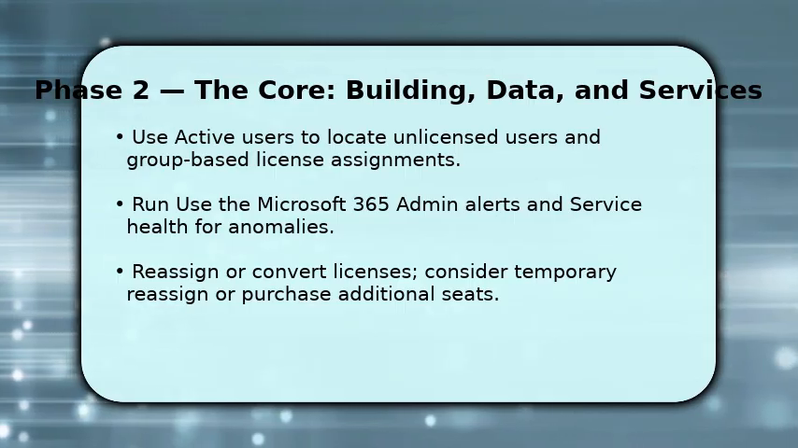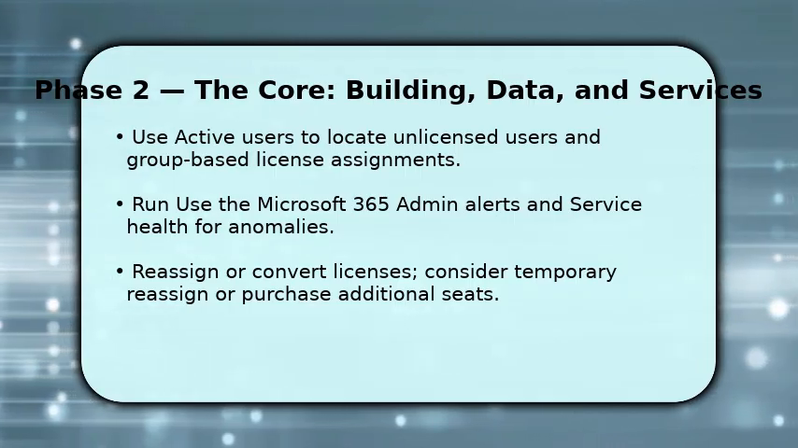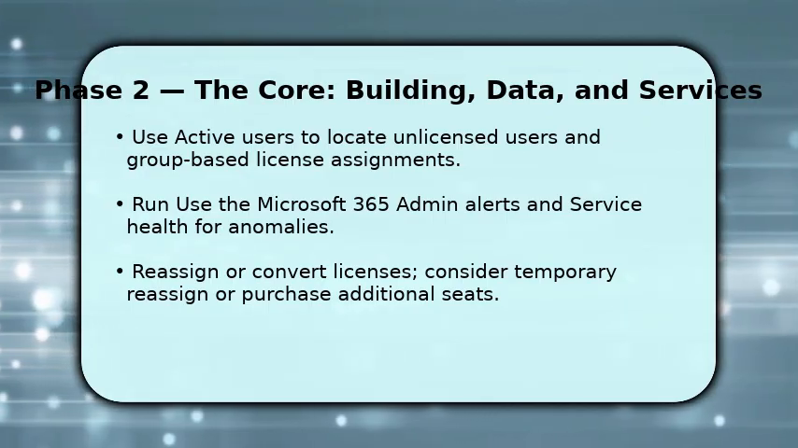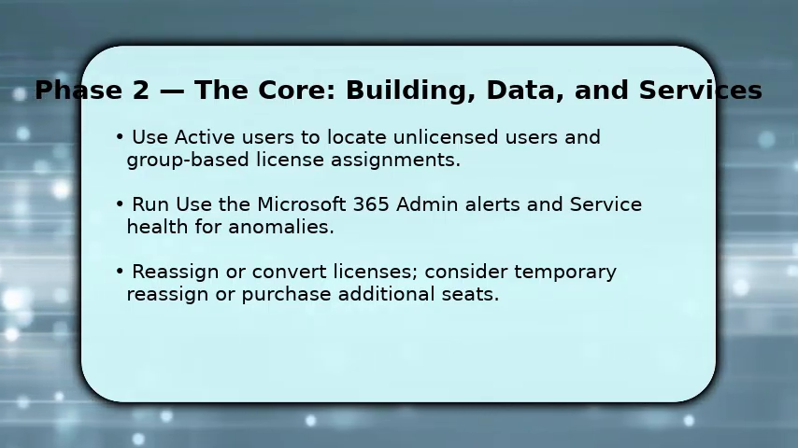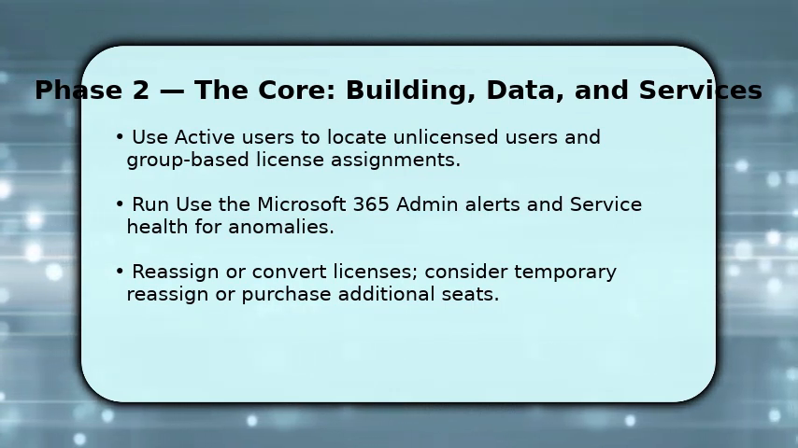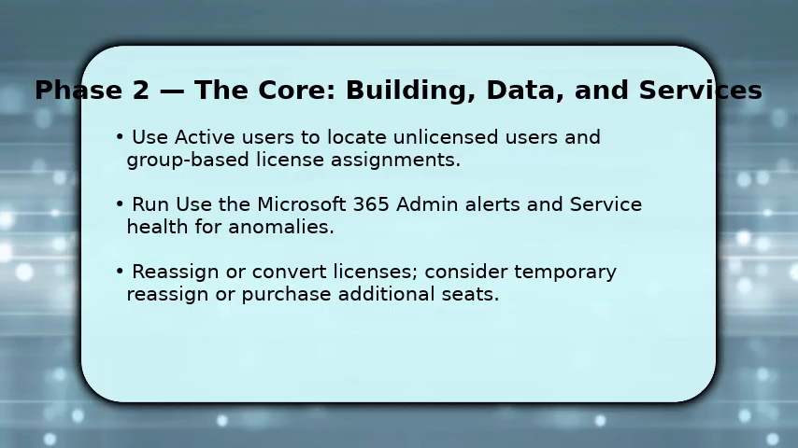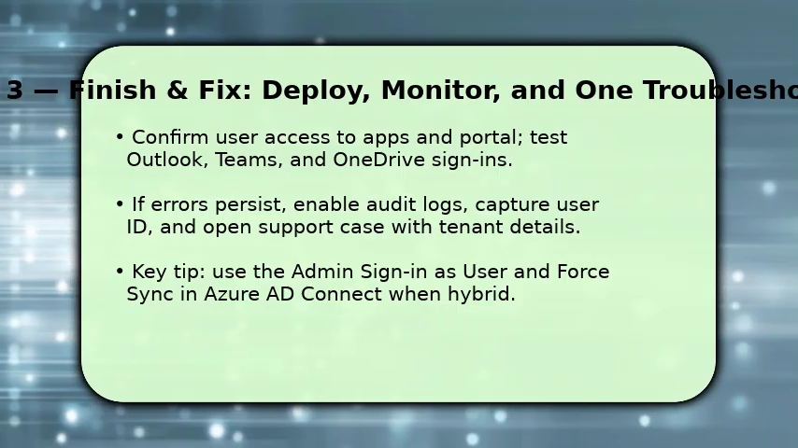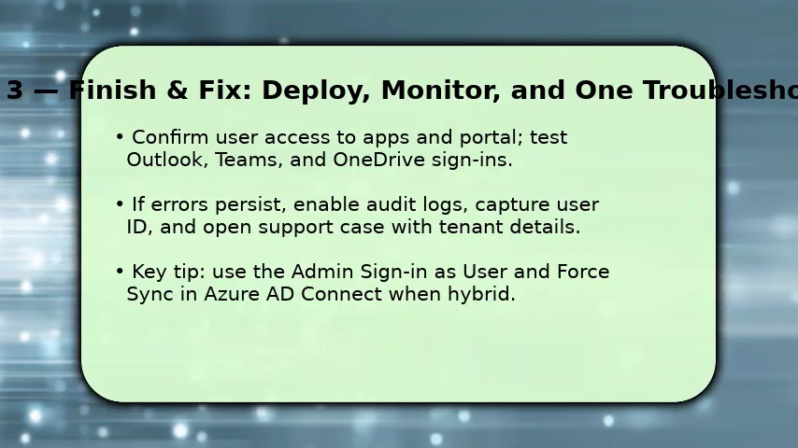Also verify service health and recent alerts, outages or provisioning delays that explain failures. If needed, add seats temporarily and assign to confirm licensing resolves access immediately. To finish, verify each changed account can access Outlook, Teams, and OneDrive. Test sign-ins and permissions because that proves the license took effect.